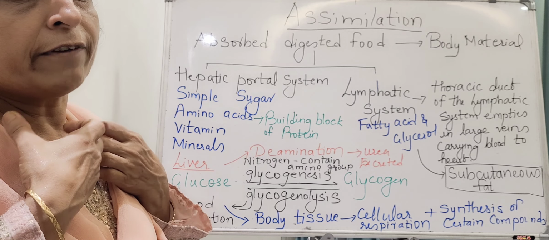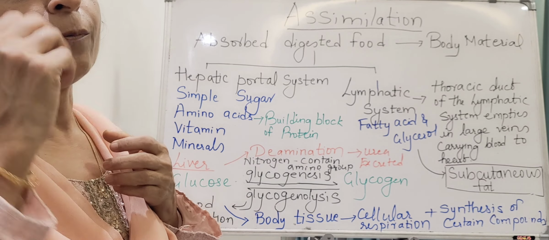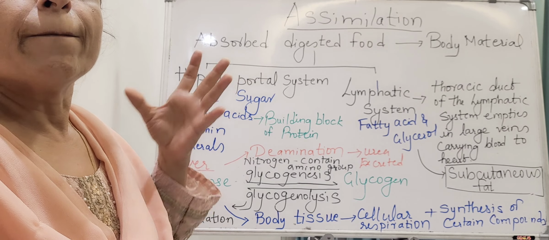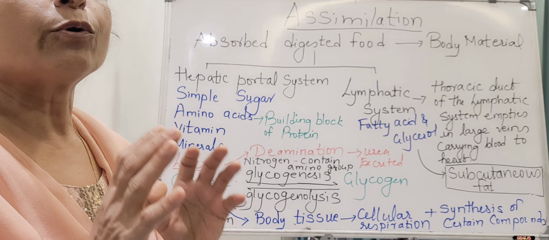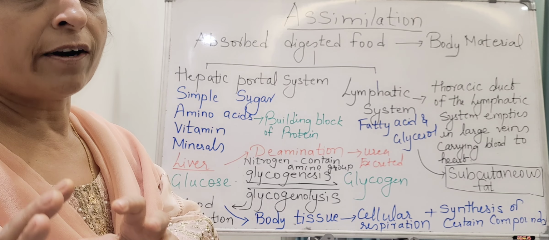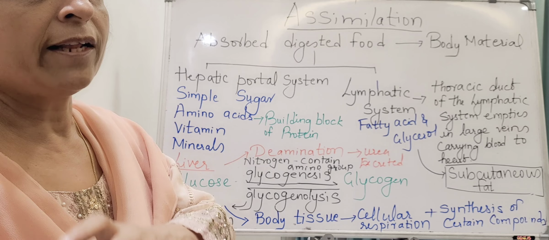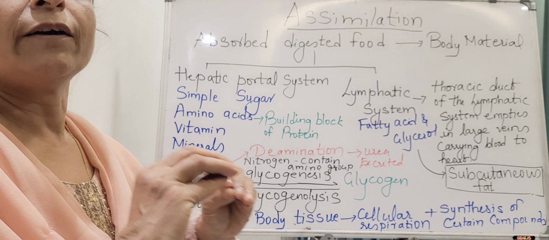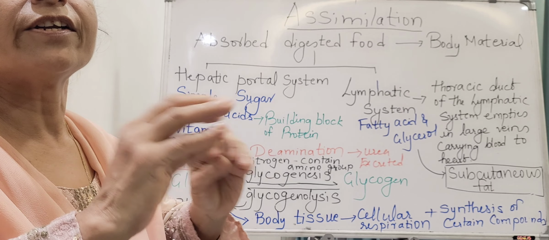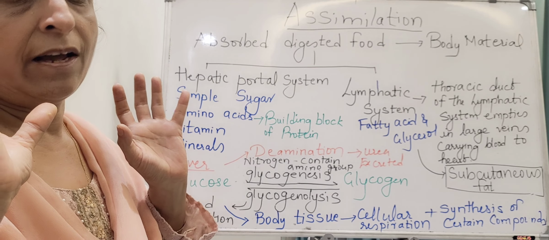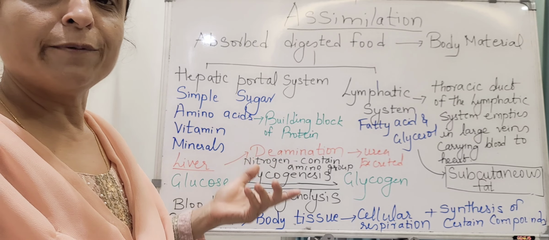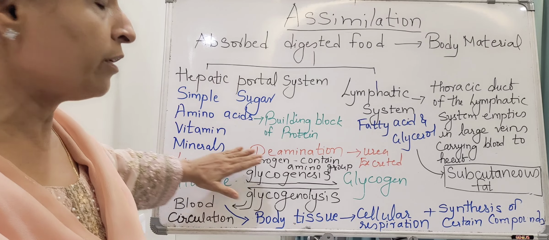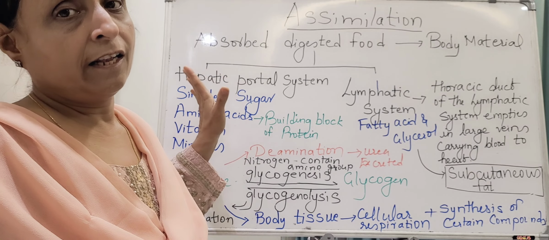So whenever we take food, some glucose will be absorbed by the bloodstream and release energy. But extra glucose will be stored in the liver in the form of glycogen, and whenever we require, that glycogen will again be converted into glucose. It will come into the bloodstream, reach each and every cell for respiration. And of course, glucose helps in formation of certain compounds. So this is how simple sugars are utilized in the liver.